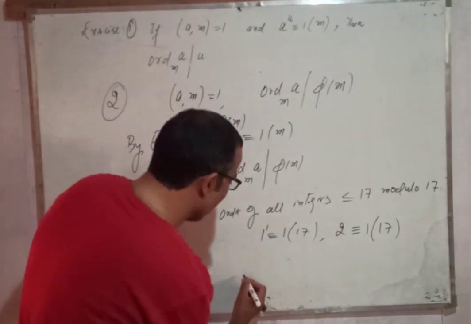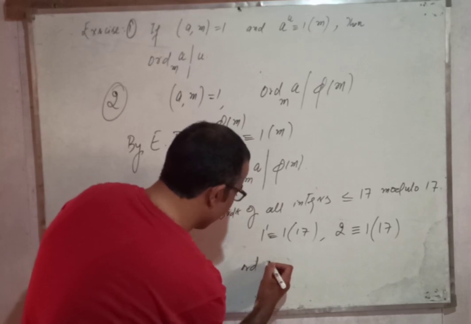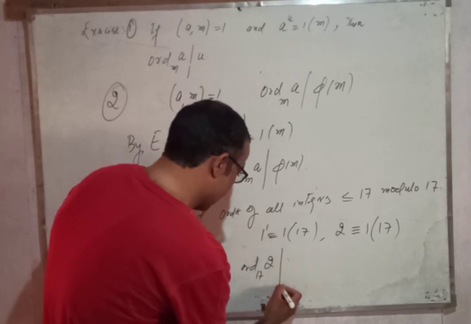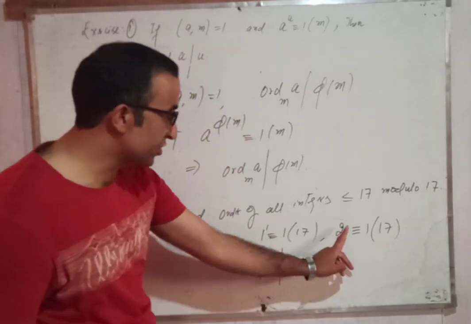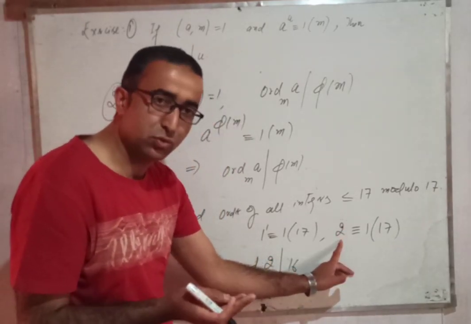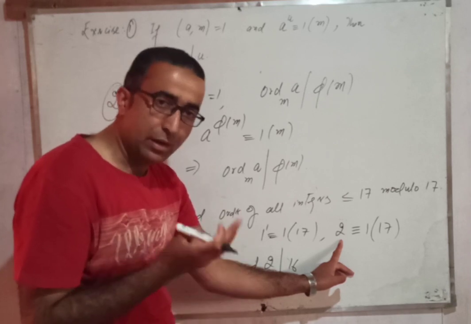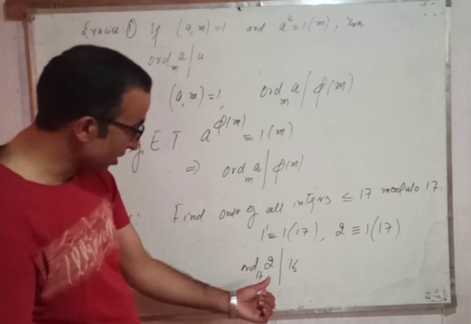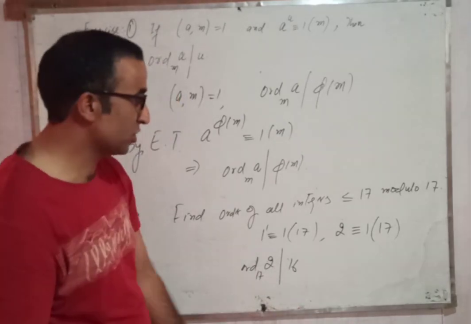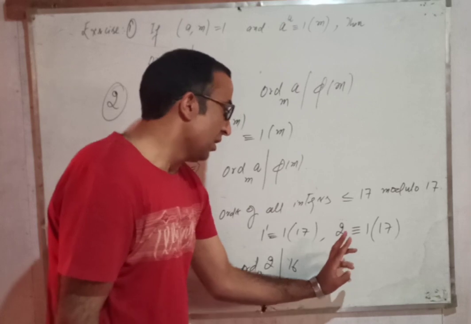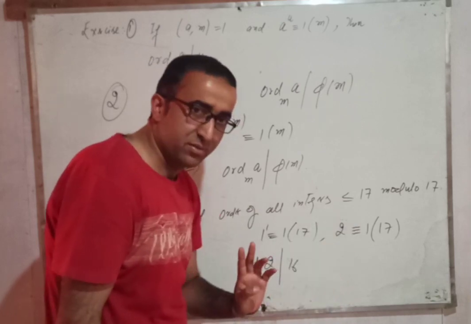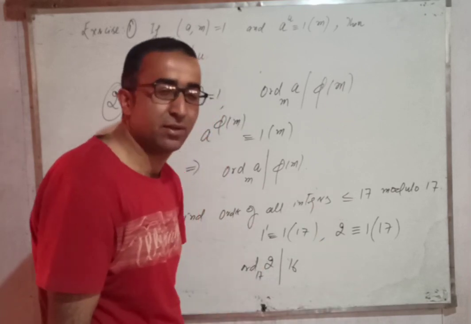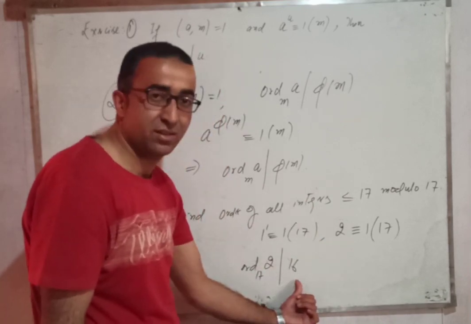So the order of 2 modulo 17 must divide 16. So you should try here only 1, 2, 4, 8 and then go to 16, because those are the only divisors of 16. You should not calculate 2 power 5. Don't discuss 2 power 7. Don't discuss 2 power 9, because the order of 2 divides 16.